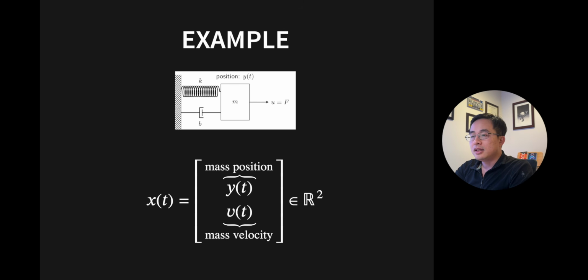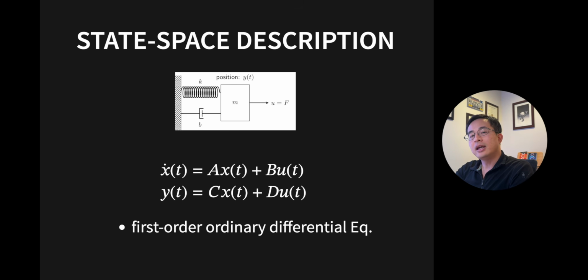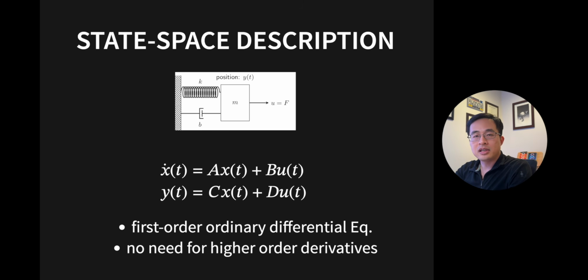We usually write the state variables in a vector. So we write state x is a vector that consists of the mass position and mass velocity. In this example, it's a 2x1 vector. And we write the state space description of the system as x dot, a first order differentiation of x, the state variable, equal to A times x plus B times u, and the output y equals C times x plus D times u. This is a first order ordinary differential equation, and it needs only first order.